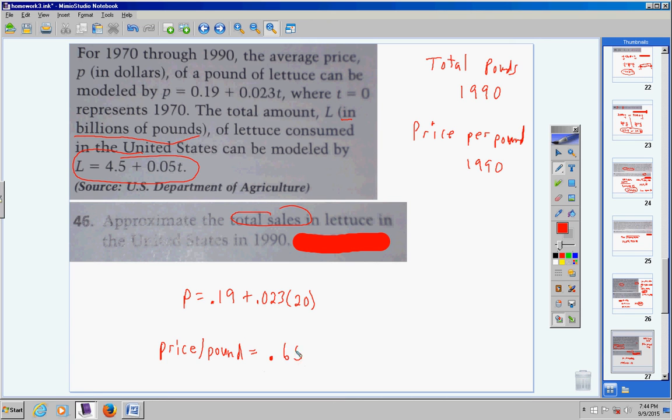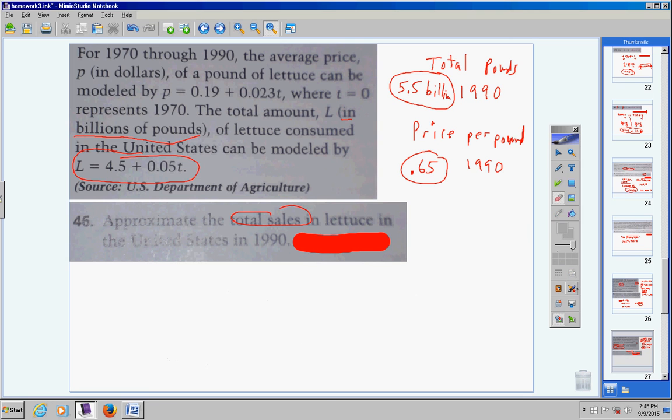So there we go. So I have up here my total pounds was 5.5 billion. Okay, that's how many pounds of lettuce I sold or consumed. And here's the price per pound, 65 cents. That's my price per pound. Okay, so now think about it. I know how many pounds were consumed. I know how much each pound cost. Multiply those together, and I should have my total sales.